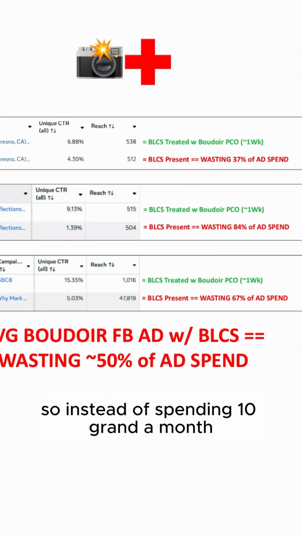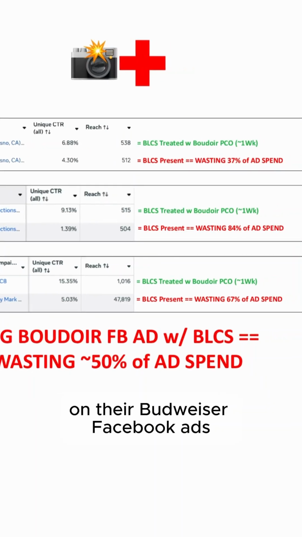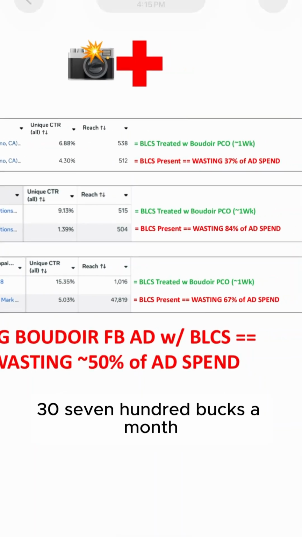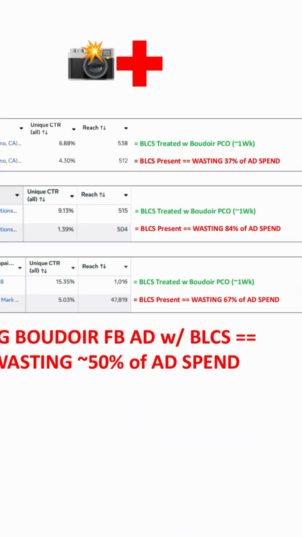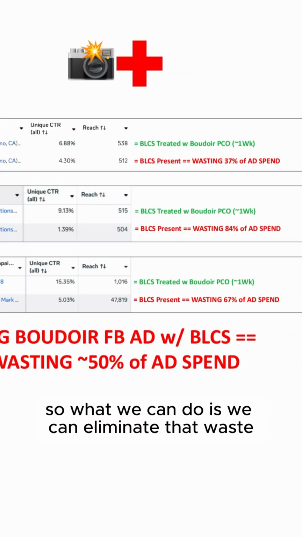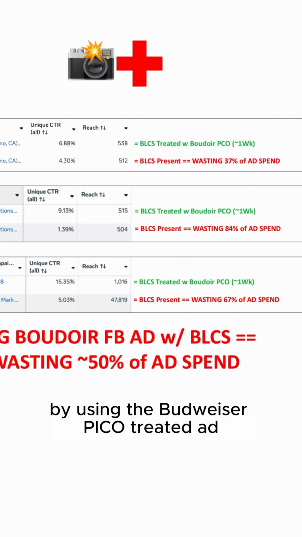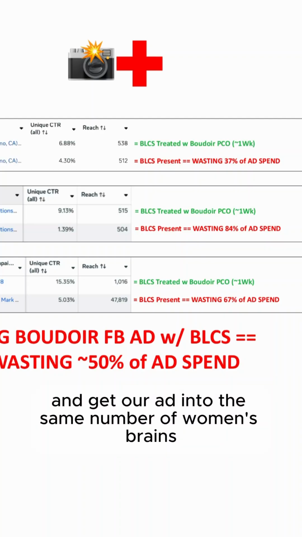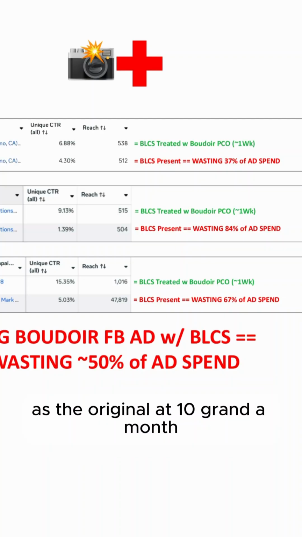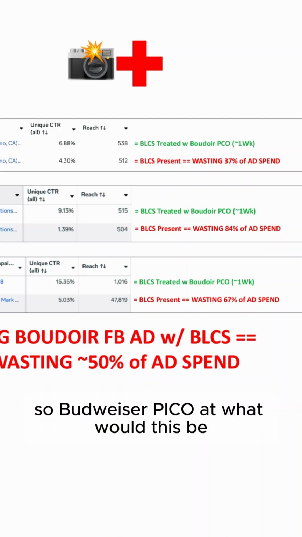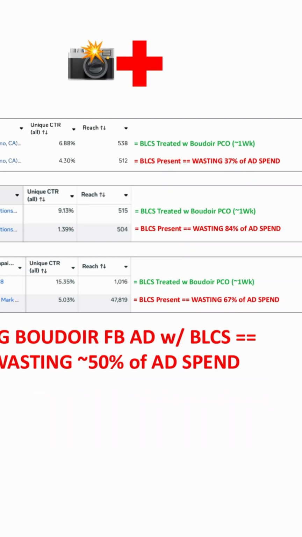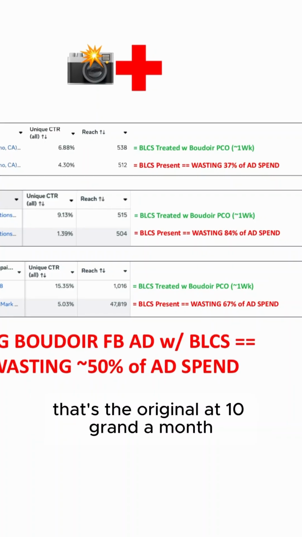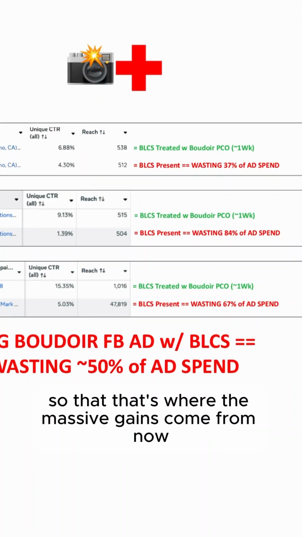So instead of spending 10 grand a month on their Boudoir Facebook ads, $3,700 a month, every single month, was being wasted. So what we can do is eliminate that waste by using the Boudoir Pico treated ad and spend the difference instead, and get our ad into the same number of women's brains as the original at 10 grand a month. So Boudoir Pico at, what would this be, $6,300 a month will get into the same number of women's brains as the original at 10 grand a month. So that's where the massive gains come from.